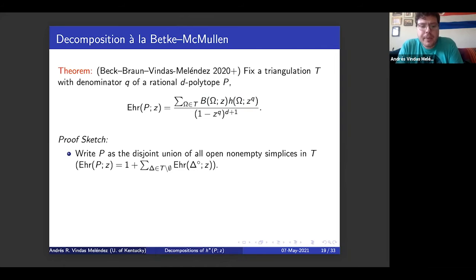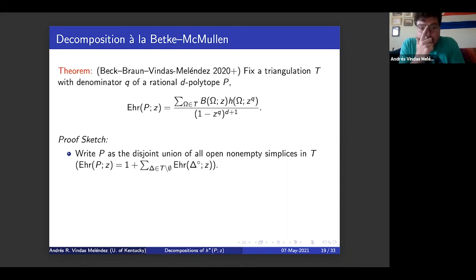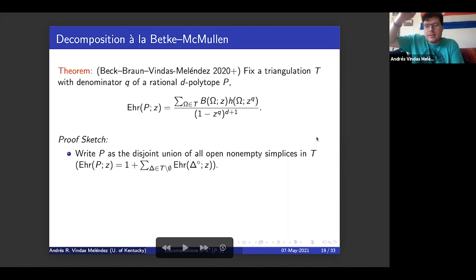I'm going to write my polytope P as a disjoint union of all open non-empty simplices. I'm sorry, Andrés, I would like to ask a minor question. You're phrasing the theorem with all of the authors. Is there a difference in the exact statement in the lattice case, or is it the same exact statement in lattice and rational cases? It's different because now we have to worry about lifting this to height Q. And so the difference is we now have this Q popping up, and my H polynomials will also look different because I have to keep track of these z to the Q. I see.